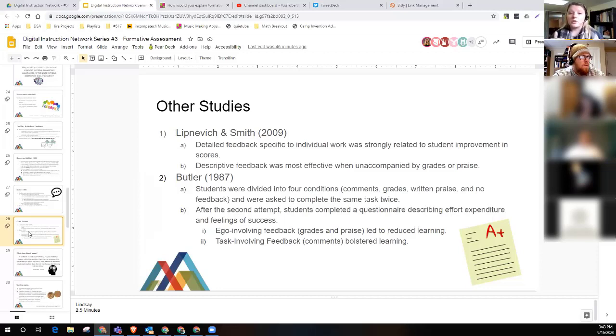Ruth Butler, in an even earlier study, had once again given students 2 tasks and divided them up into 4 conditions. This time it was students who received grades on their work, comments, written praise, and then no feedback. And she found that after their second attempt, she gave them a questionnaire asking them to describe how much effort they extended and their feelings of success. And she found that ego-involving feedback, what students had indicated on the questionnaire as ego-involving feedback, which was grades and praise, led to reduced learning, but task-involving feedback, like comments, bolstered learning.